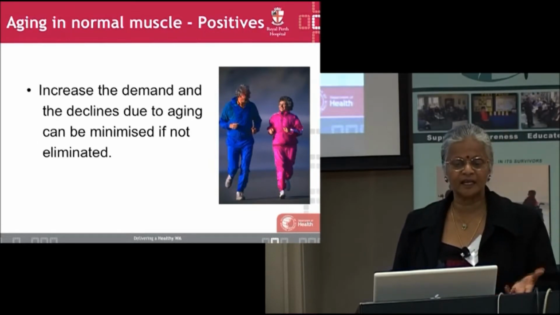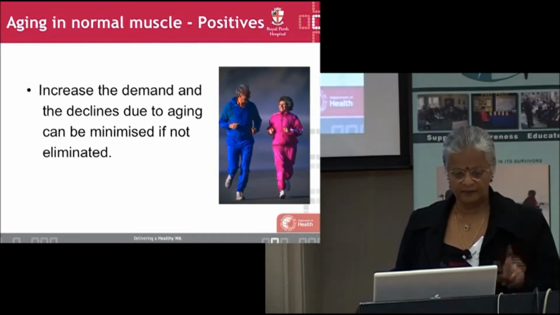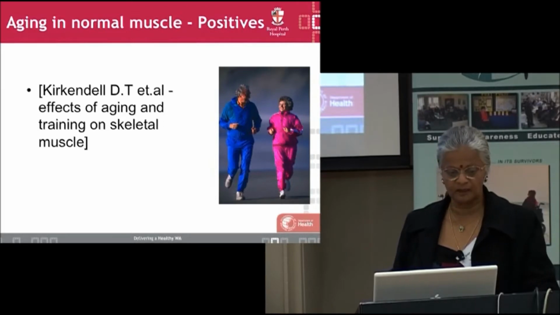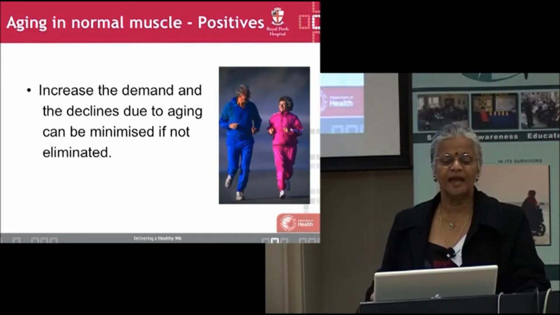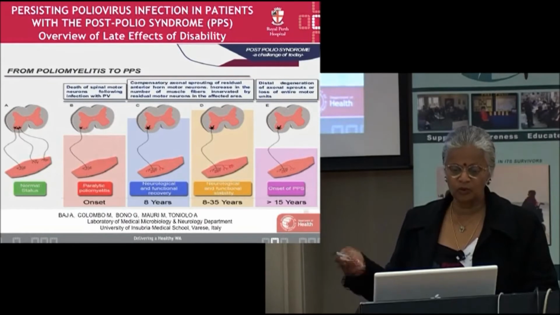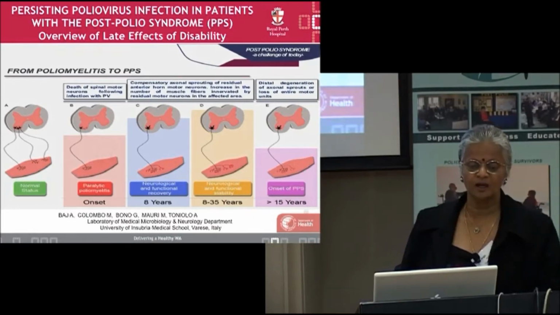Increase the demand and the decline due to aging can be minimized, if not eliminated. That's said by this man, Kirk Kendall. He has made that very proud statement. Increase the demand and the decline due to aging can be minimized, if not eliminated. That's very important words. Okay? So recap, I won't go through this. We've gone through this before. You now know what your late effects is all about. Okay? Same thing in different pictures.